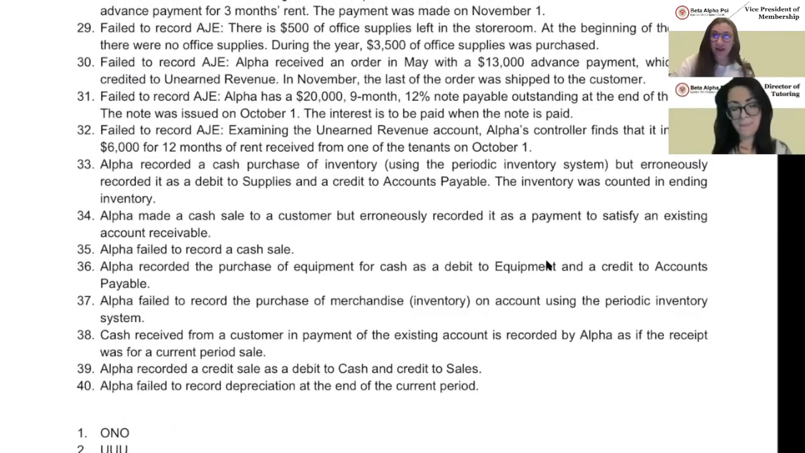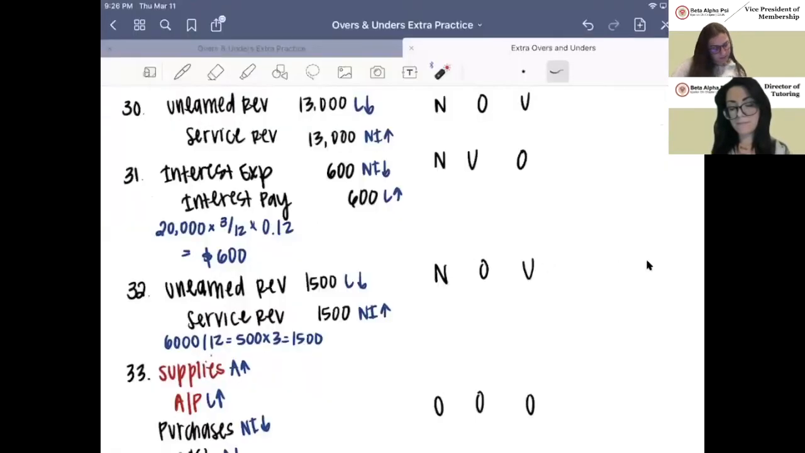All right, so now we're going to be doing 31 through 40, the last 10. So, failed to record adjusting journal entry. Alpha has a $20,000 9-month, 12% note payable outstanding at the end of the year. The note was issued on October 1st. Interest is to be paid when the note is paid. So, we're doing an adjusting journal entry for the interest.